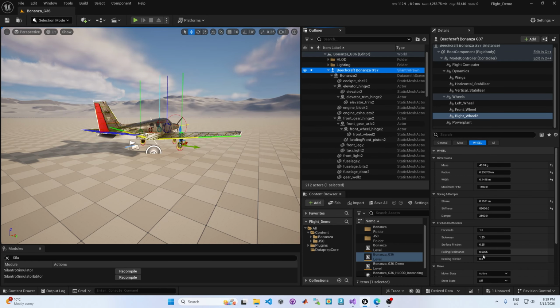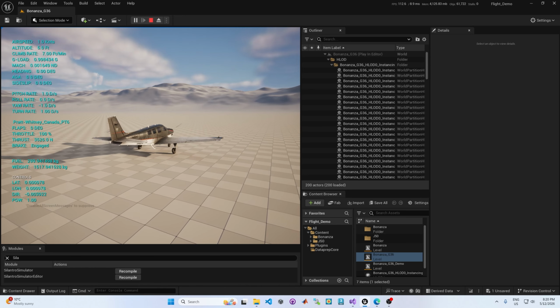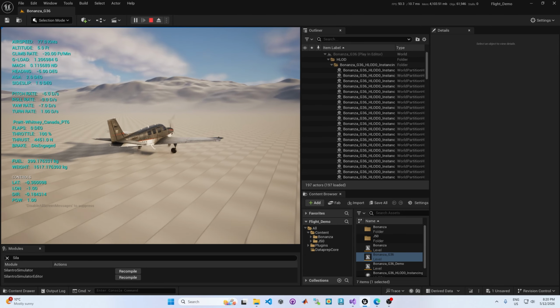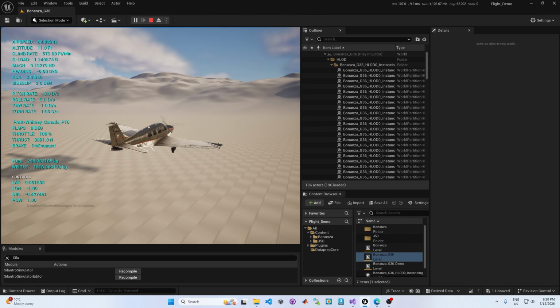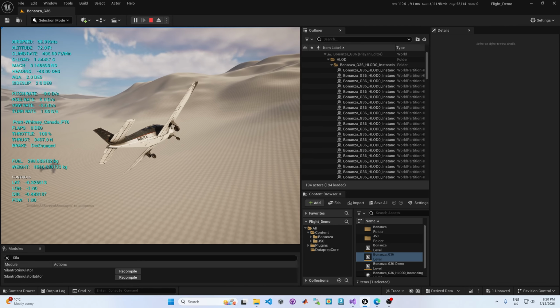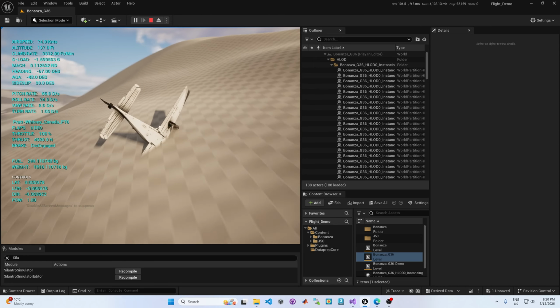Now the bearing friction. This has more impact on a car simulation than it does here. The reason this is here is when you get off the ground, you don't want the situation whereby your wheel still continues to roll. To stop the wheel from rolling once the aircraft is off the ground. So now you can see the wheels are starting to roll to a stop and then they actually stop.